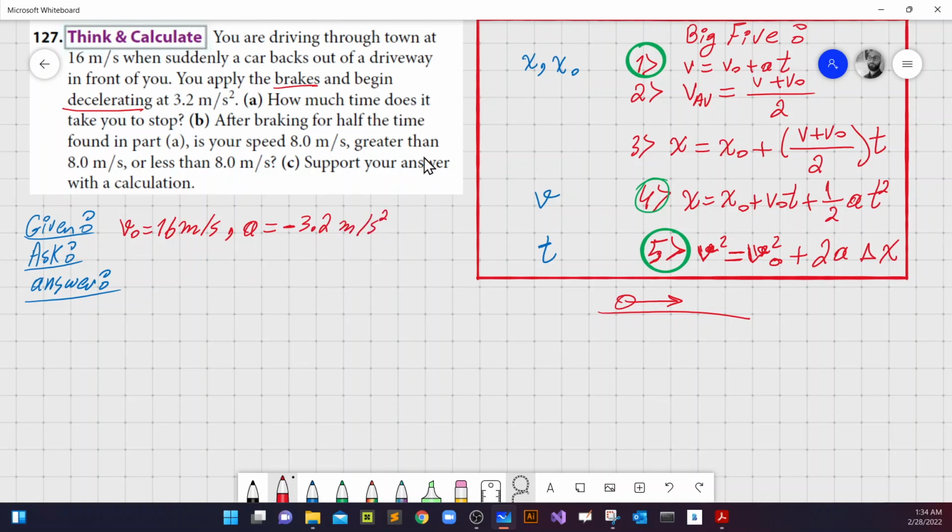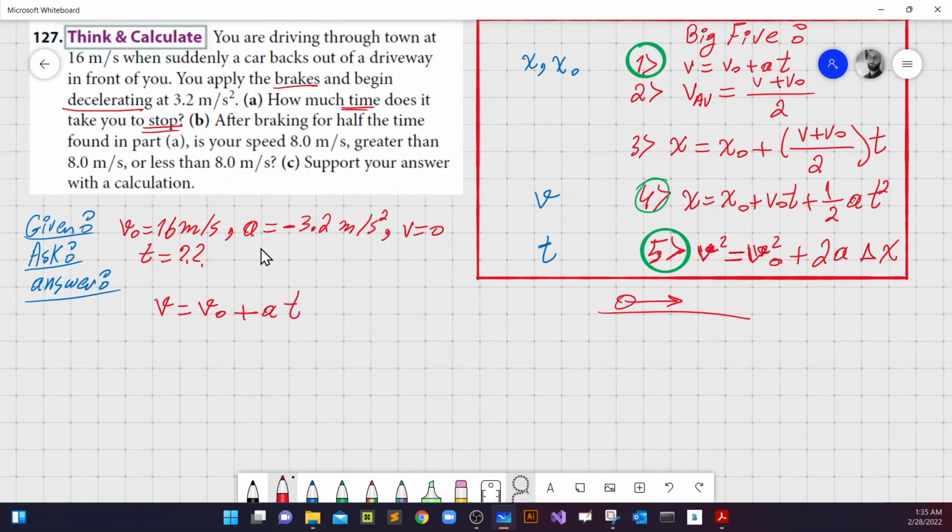How much time does it take to stop? It means the final velocity is equal to 0, so we need to find the time. What is the time needed to stop? The physical quantities given here are the initial velocity, the acceleration, and the final velocity. It's clear that we're going to pick the first equation. So according to the first equation, v is equal to v0 plus at.